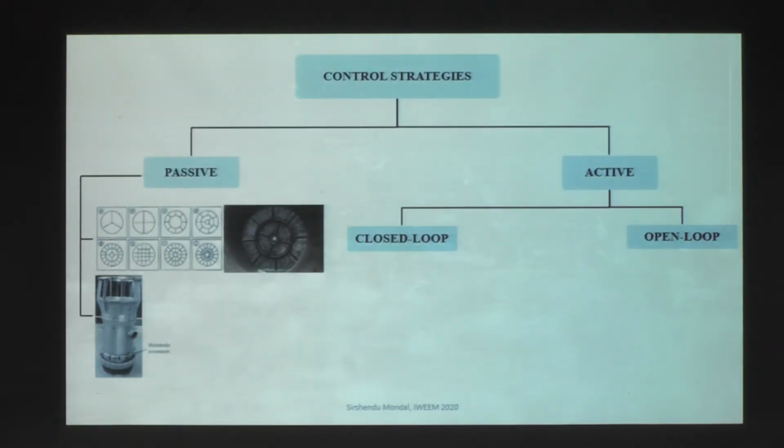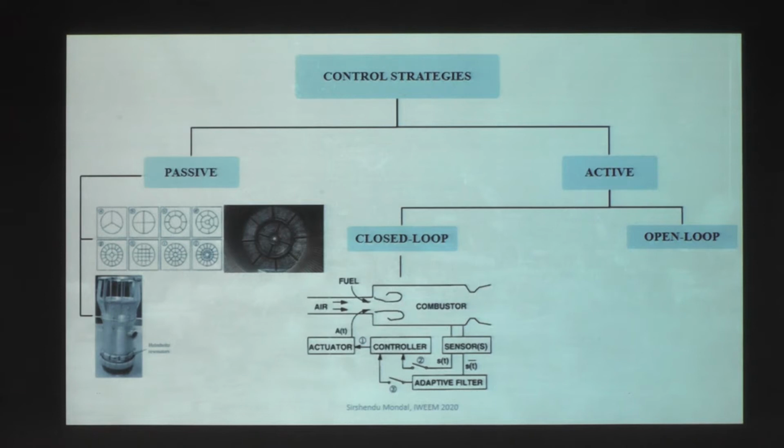Then in active control there is closed loop control, where real time feedback is needed. For example, you can use an adaptive choker plate, which alters the acoustic boundary condition. Or you can use a harmonic driver, generally sending a sound at the frequency of thermoacoustic instability, so it is also called anti-sound or anti-phase sound. These strategies show promise, but they are not used very extensively.